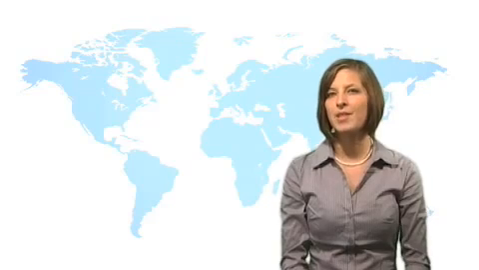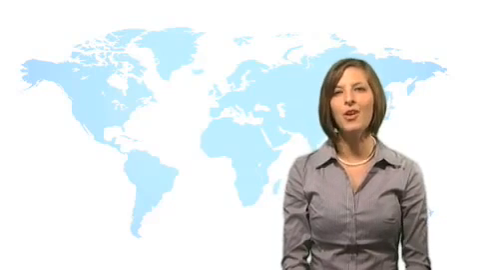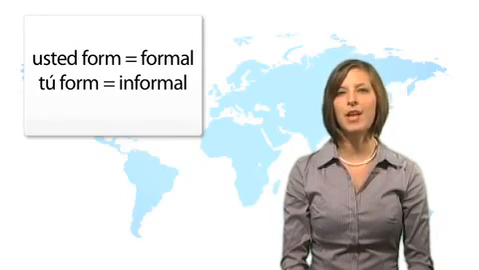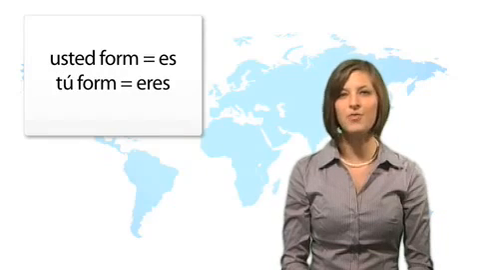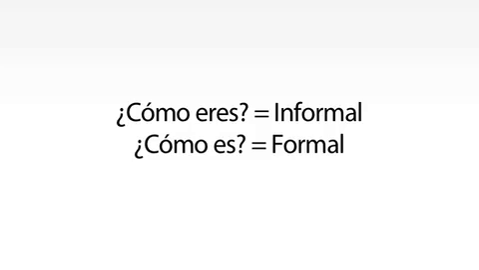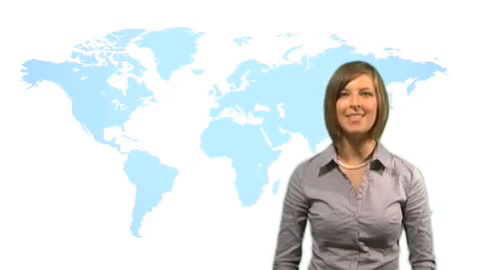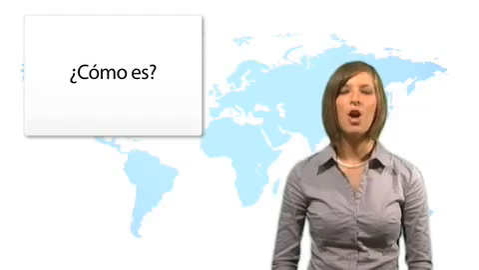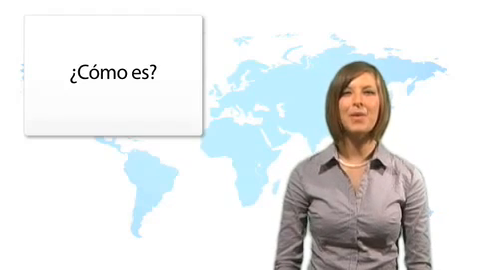Spanish also has another way to speak directly to a person, and it's more informal. You can use it with family members, friends, or people who are younger than you. This is called the tú form. If you wanted to ask someone what they are like in the tú form, just change your verb to eres. So your question would be, ¿Cómo eres? Instead of, ¿Cómo es? We'll learn about the differences between tú and usted in a later lesson. But for now, since you just met me, use the formal version, ¿Cómo es?, to ask me what I am like.